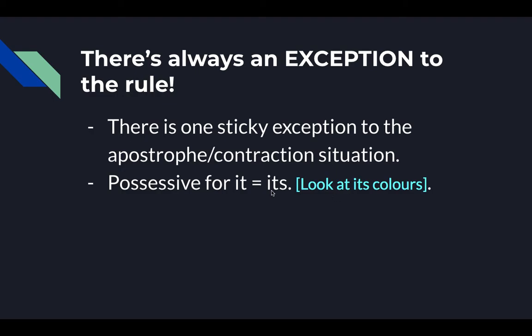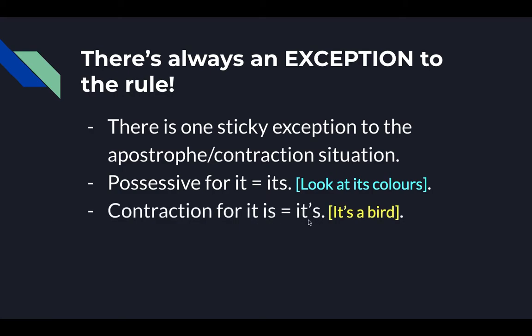Because the whole reason we write it like this is because the contraction form of it is what's causing the confusion here. So the contraction for it is, this is where we do write it's with the apostrophe S. And here's an example, it's a bird. So maybe these two sentences might go together, right? We might say, first we might say, it's a bird, and then we might say, look at its colors.